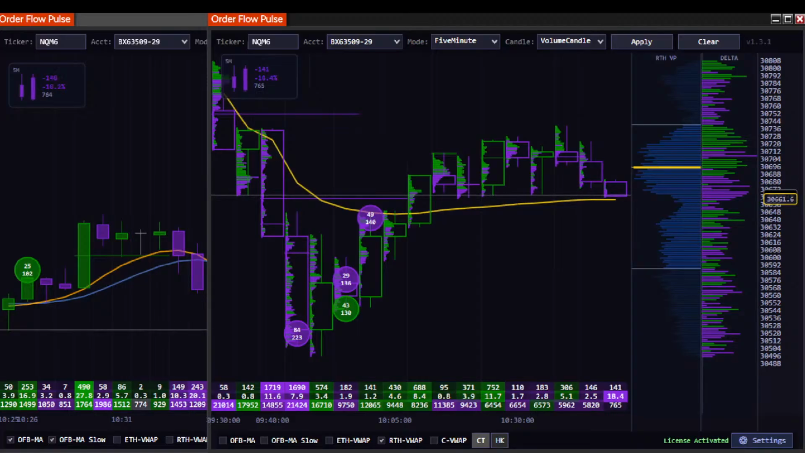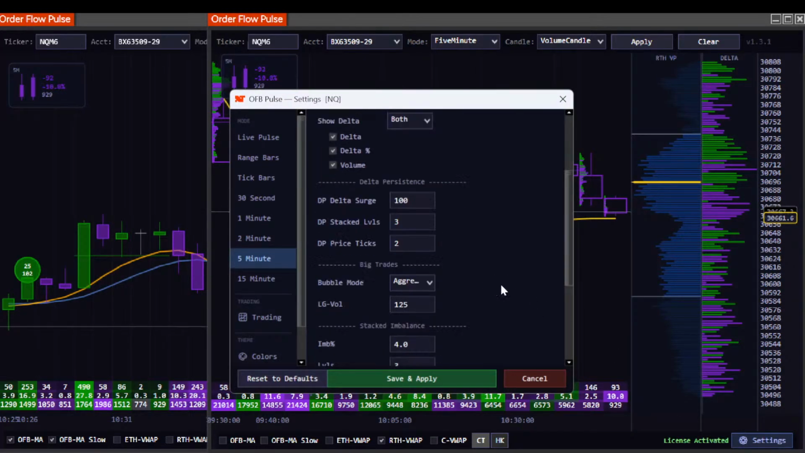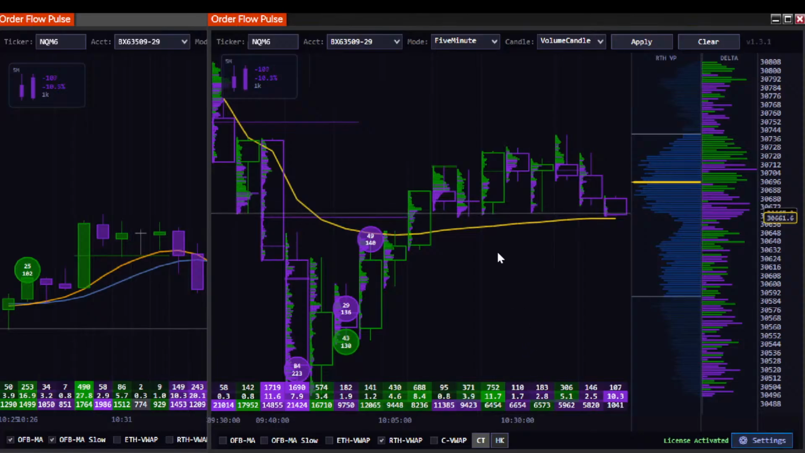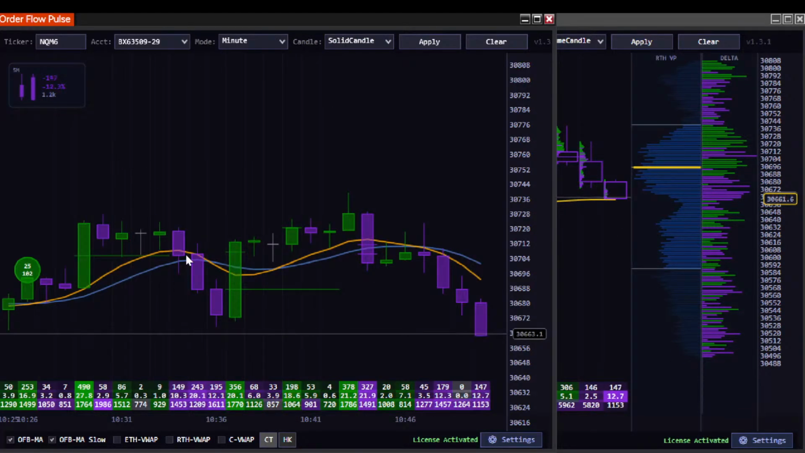194 aggregated volume, and it's not showing up on NinjaTrader. I think my settings are a little too high. That's 125. Yeah, I don't know. But you also have to understand that the data is going to be different between platforms. NinjaTrader uses aggregated data, and these prop firms do a bunch of BS shenanigans. To be quite honest, they really do.